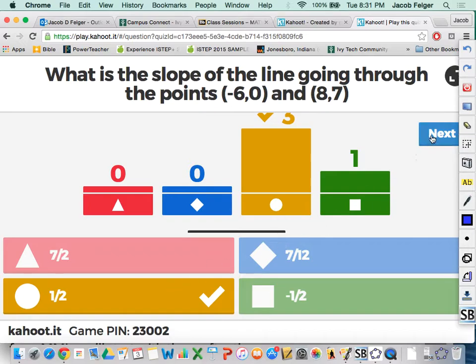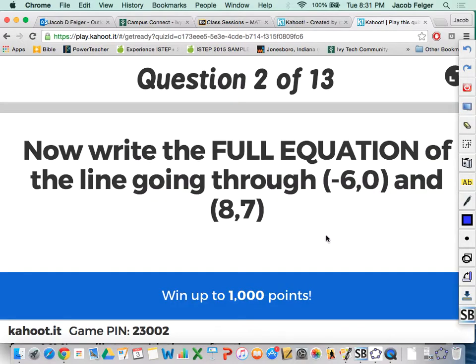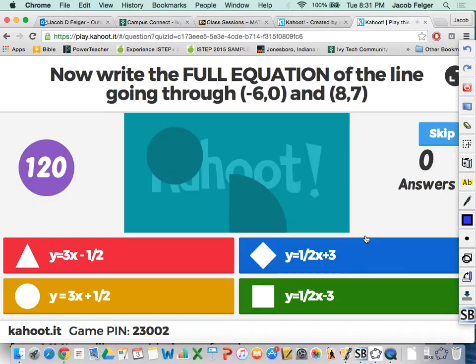All right. So who's in the lead? John team is in the lead. Keller, all very close. All right. Okay, now write the full equation, same ordered pairs, so you already have your slope. You're writing the full equation in slope-intercept form. Someone already has an answer. Keep working it out anyway, just to practice.